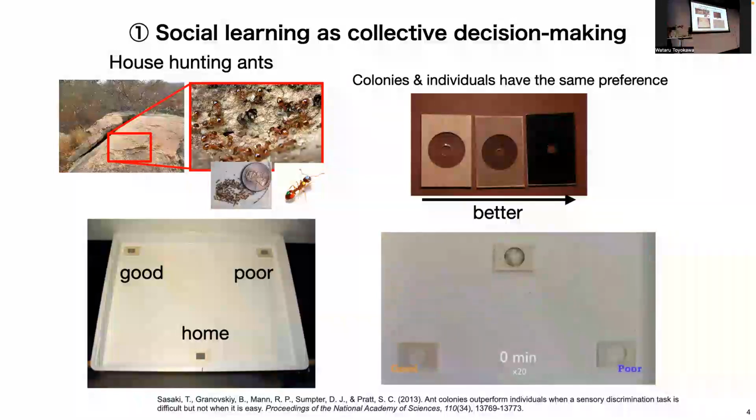This is experimental work done by Takao Sasaki and colleagues. They made an arena where the alternative nest sites were a good nest or a poor nest, and the ants could repeatedly search the environment and eventually accurately move to the better nest site. So even though each tiny individual ant can only access very limited information in the environment, as a group as a whole, they can make an accurate decision. Although this is experimental work, this is obviously a choice between two discrete options.